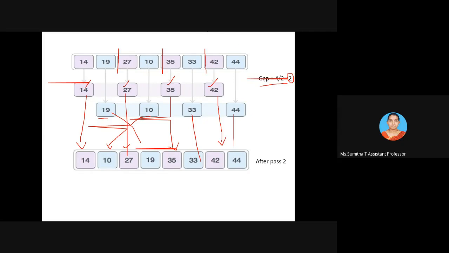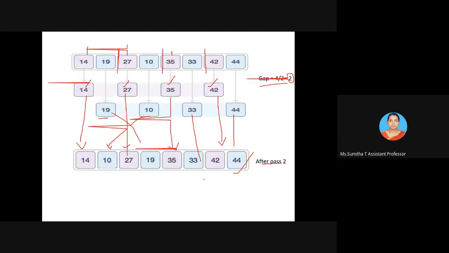Okay, we just keep the elements in the same position, no need to change the position. It is position 0, this is 2, this is 4, like that. We have to keep the elements in the same position only, no need to swap. Okay, and now after the pass, we have the elements like this.